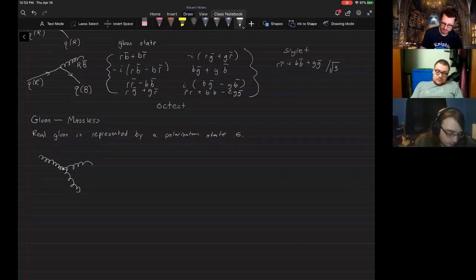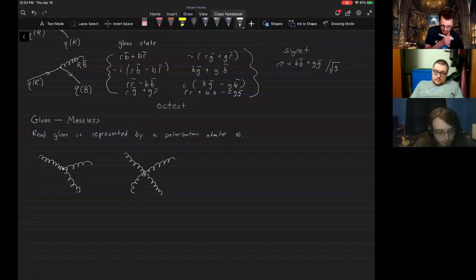And I can even have a process like this, where I have a vertex that has two gluons, a vertex that has four arms coming out of it. So I can have a coupling like this, and this is due to gluon charge. And these are the only two kinds of coupling diagrams I can draw for the coupling of the gluons.